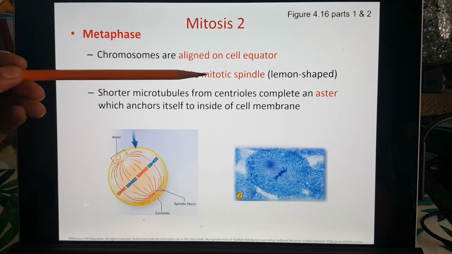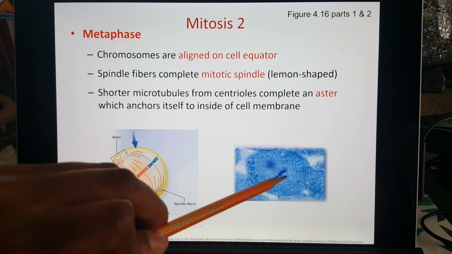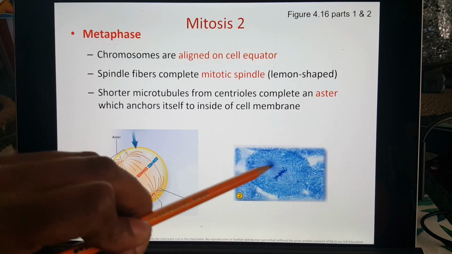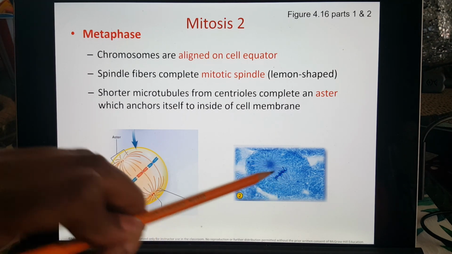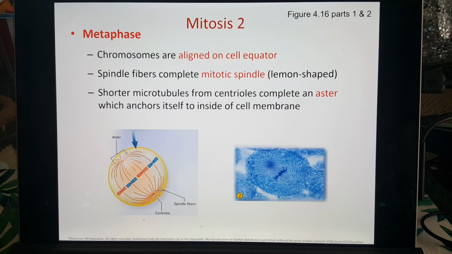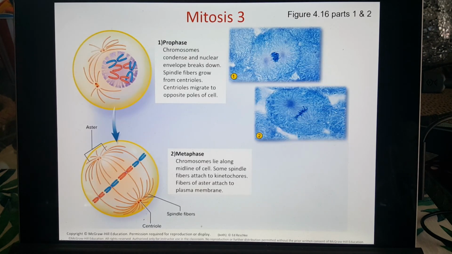Everything is organized, so we'll make this a nice clean break. By this time, our mitotic spindle, which is lemon-shaped, so kind of an oblong type of shape, is completely formed now. And it's time to start splitting stuff to the two sides to create our new daughter cell. So that's both of them together.